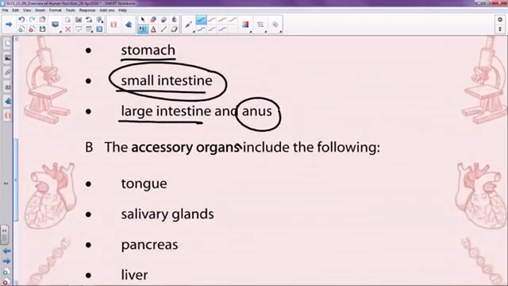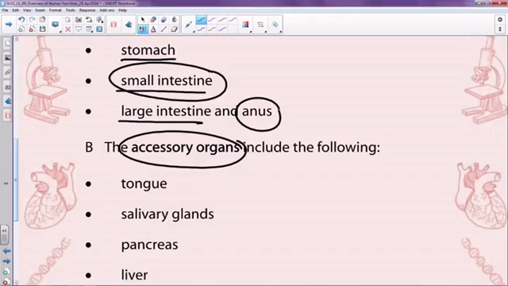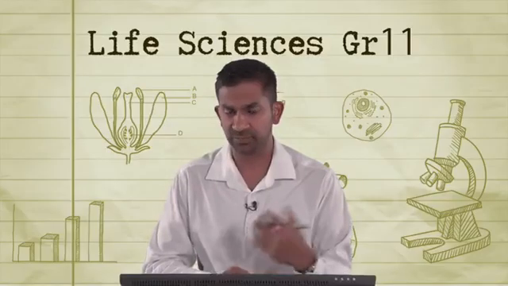And then the accessory organs. These are organs that are associated with the alimentary canal. So they're not directly involved, and they may have a function over and above their association with the digestive system. And they play an important role in assisting the process of nutrition.